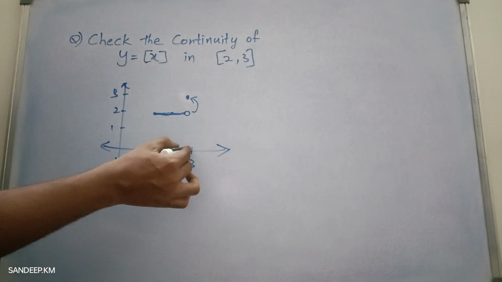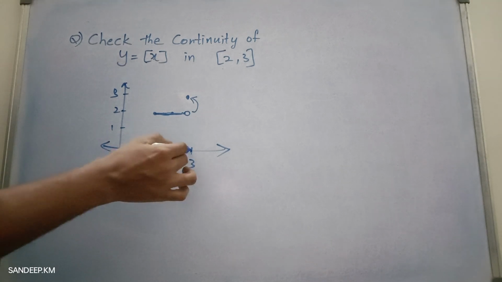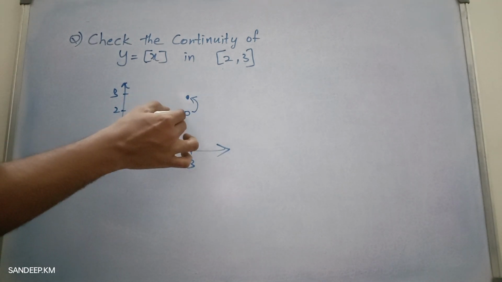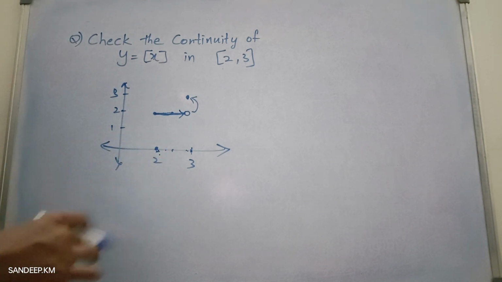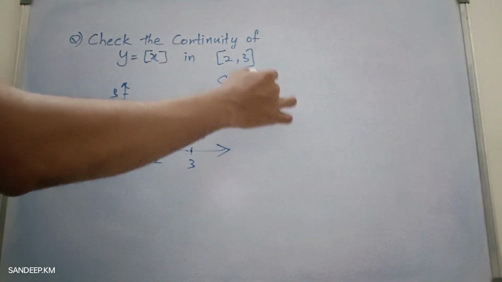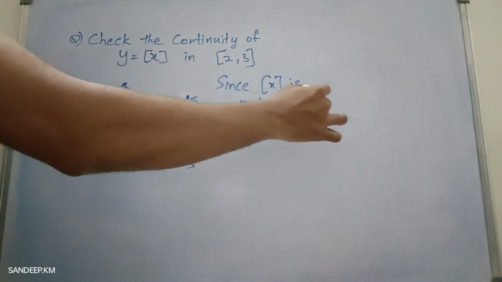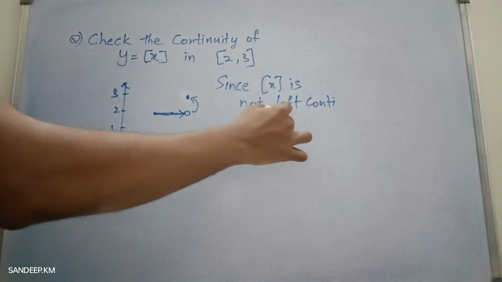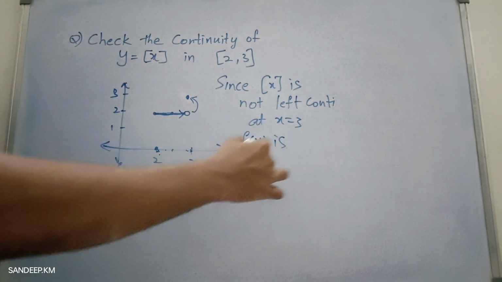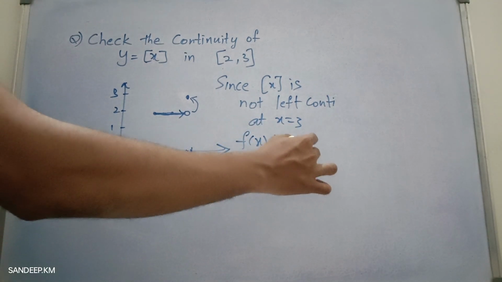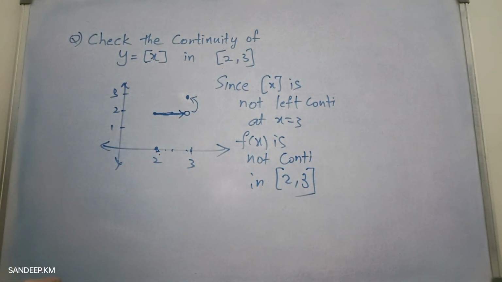At x is equal to 3, it should have been left continuous. But at x is equal to 3, the value of the function is not equal to its left hand limit. So what is the conclusion? Since step x is not left continuous at x is equal to 3, we can say that f of x is not continuous in the closed interval 2, 3. That is the conclusion, dear students.